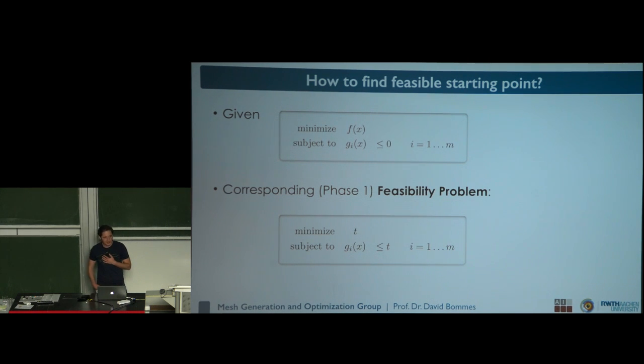Okay, now you might ask, this sounds a little bit fishy, right? So I say I want to do constraint optimization to find the initial point to actually solve constraint optimization. So that's, yeah, a little bit strange.